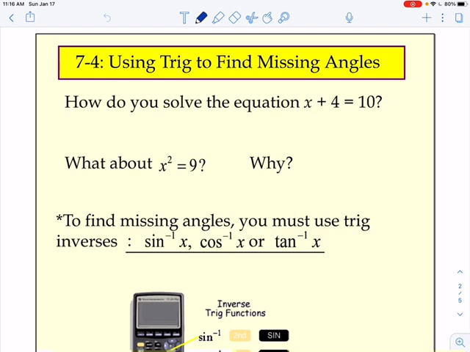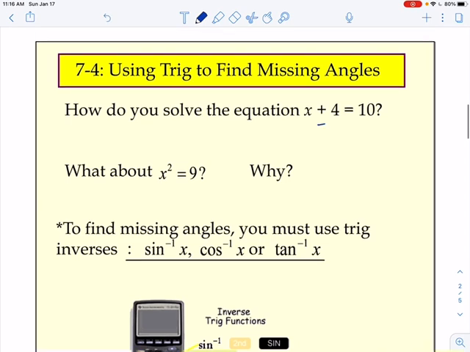So just as a warm-up here, if I wanted to solve x plus 4 equals 10, in order to solve that, I would subtract 4 from both sides. Why? Because adding and subtracting are what's called inverse functions. They cancel each other out.